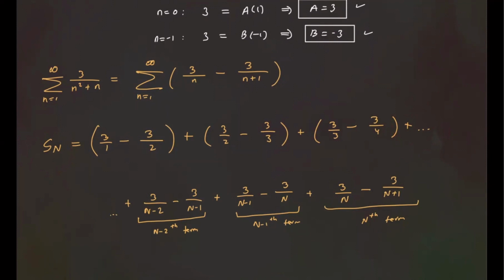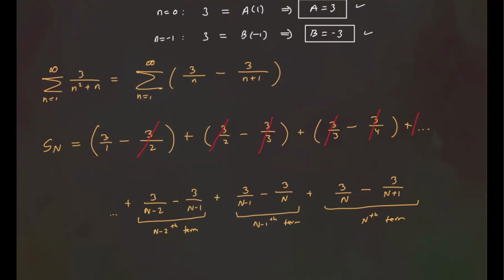Now let's see what cancels. You start to see terms will start to cancel. By looking at what I have for S_N, 3 over 2 and negative 3 over 2 cancel. And then negative 3 over 3 and positive 3 over 3 cancel. This one with whatever came after cancels. And you see that nothing cancels with this one. So 3 over 1 survives.